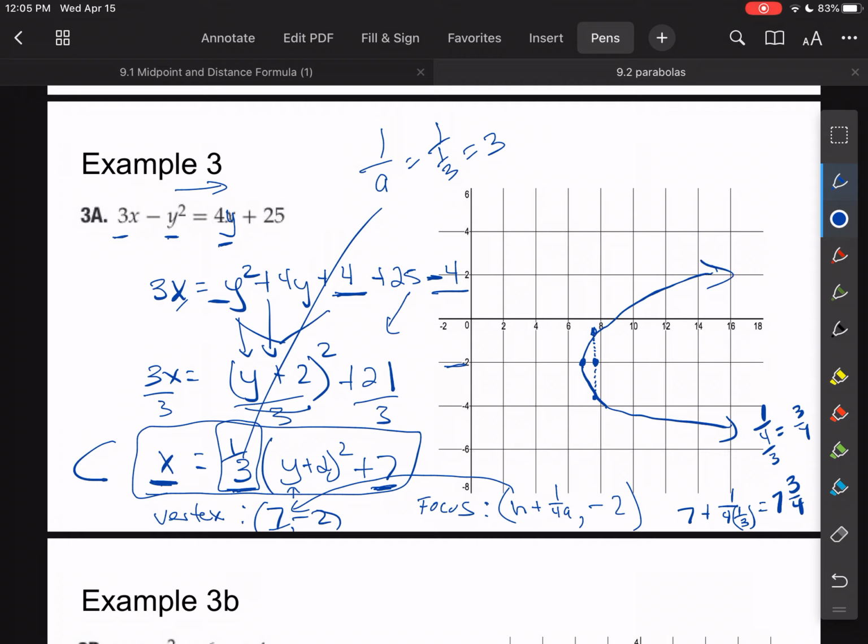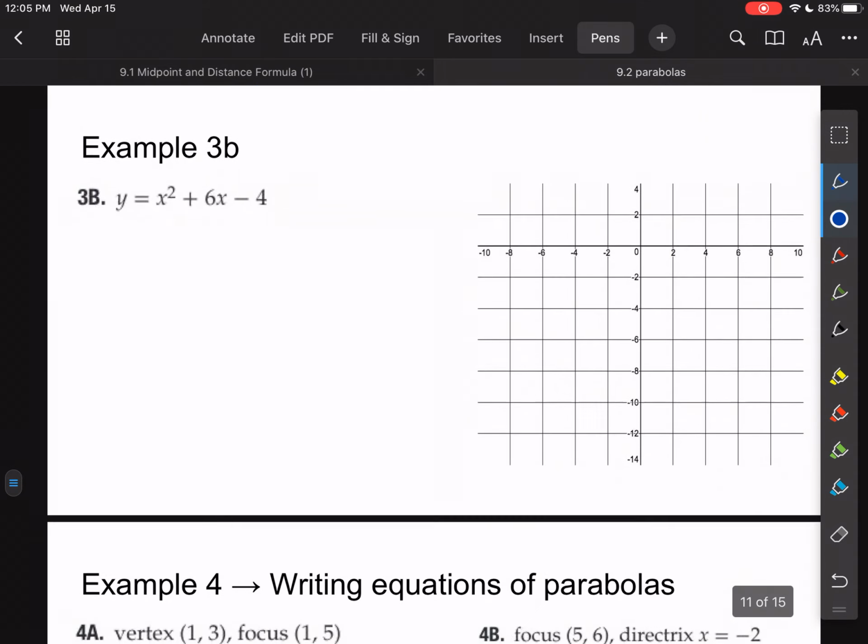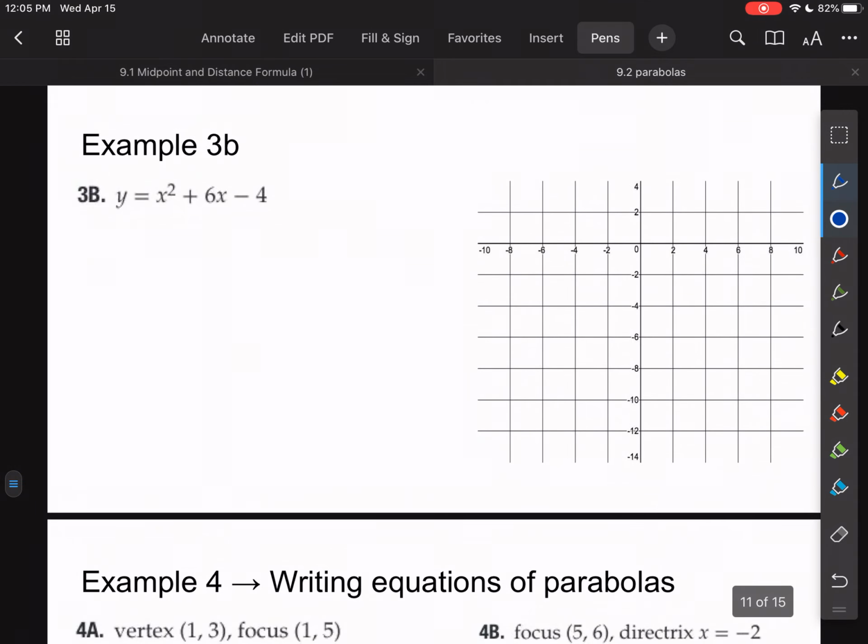That's all I need from you guys. So that's example 3A. 3B is a little bit easier because they have it solved for y. But let's go ahead and do this one.